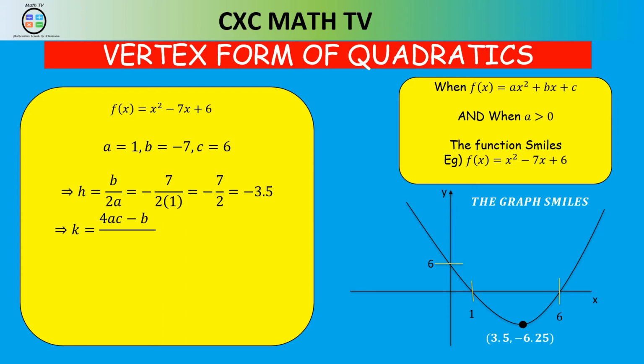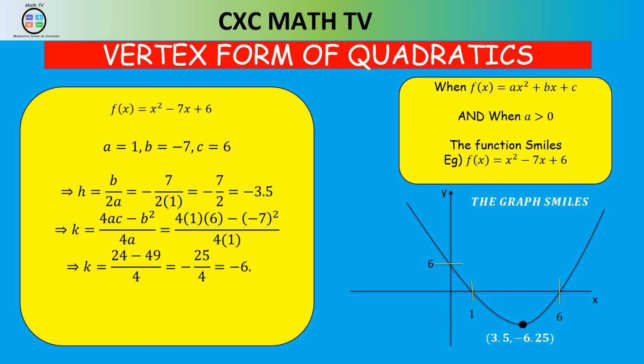K is going to be 4ac minus b squared over 4a. And when you input a, b, and c with their respective values, it works out to be 24 minus 49 over 4, which is negative 25 over 4, or negative 6.25. Now, did you observe anything?